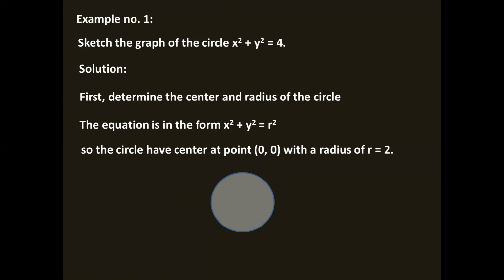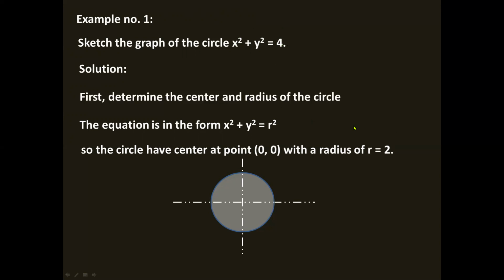Bakit r is equal to 2? Dahil ang nasa right hand side ng ating x squared plus y squared is equal to 4 is 4. At ang katapat nito sa ating formula is actually r squared. If r squared is equal to 4, definitely the radius of the circle is equal to 2 because r is equal to 2.